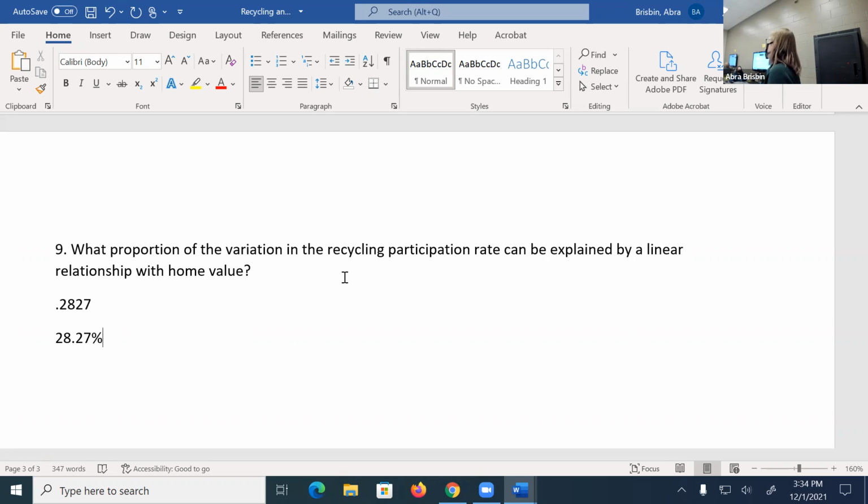And Nettie, what were you looking at in order to get that? R squared. Yeah, that's our R squared, our coefficient of determination. So in this case, it's not a lot of the variation, but it's pretty good for trying to predict recycling rate with just a single variable. If you think about the number of things that probably go into affecting the recycling rate.